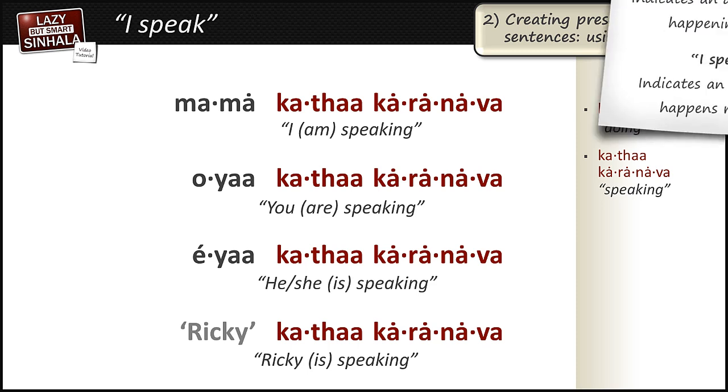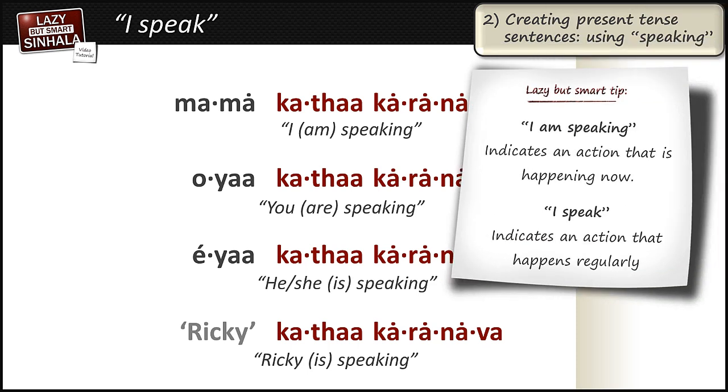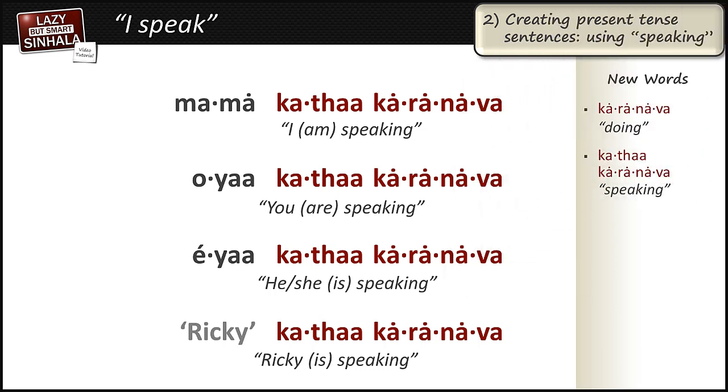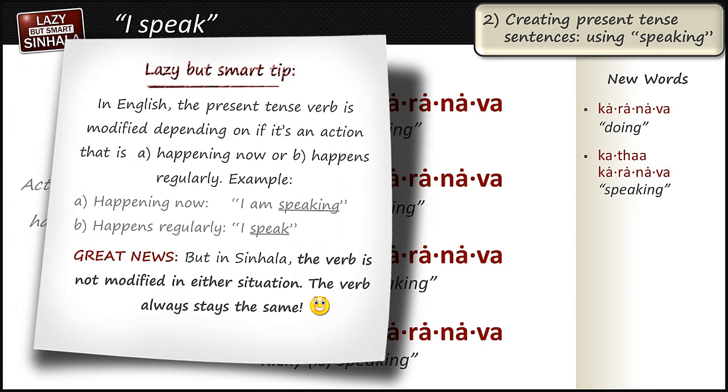Let's first be clear on the difference. I am speaking indicates an action that is happening now. The person is speaking now. On the other hand, I speak indicates an action that happens regularly. The person speaks regularly and not just in this moment. You'll notice that so far we only have been looking at verbs that indicate an action that is happening now. So now here's something that should make you very happy.